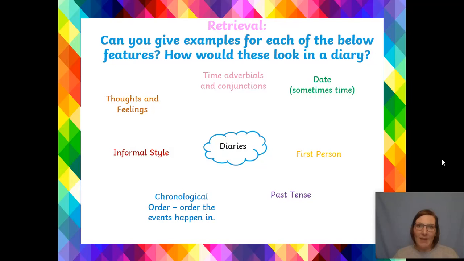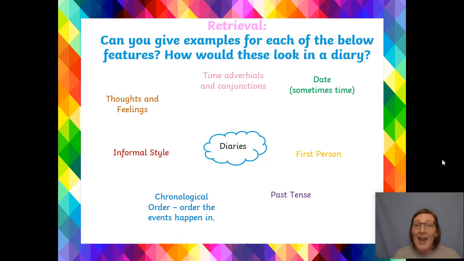So before we begin, as always, we're going to do a little bit of retrieval. So this is going over what we've learned in the previous lessons. You have this on your worksheet, and what I want you to do is give me examples for each of the features below, okay? And how would they look in a diary? So I want you to pause the video here and just jot some notes on your spider web there, and then we'll come back to it. Pause the video now, and off you go.